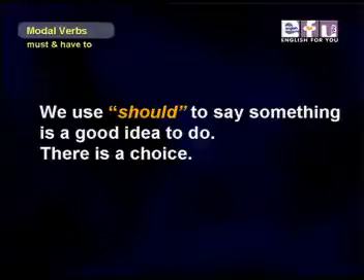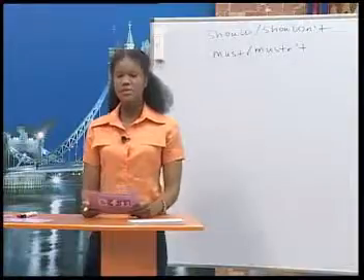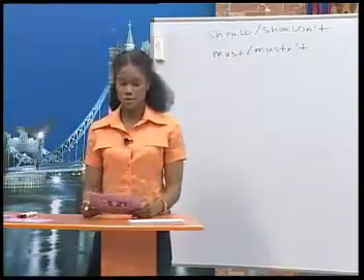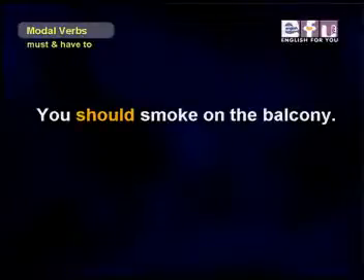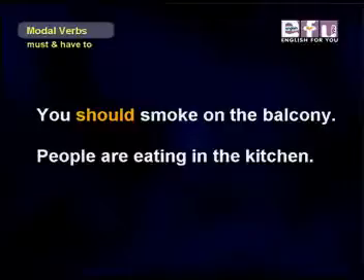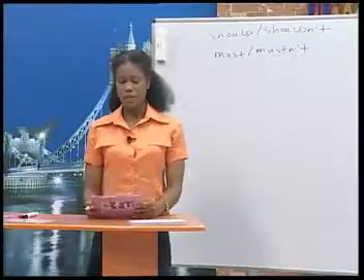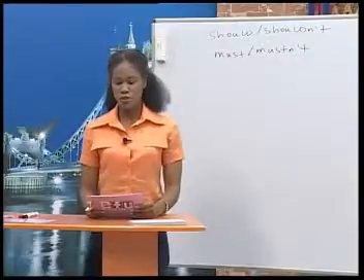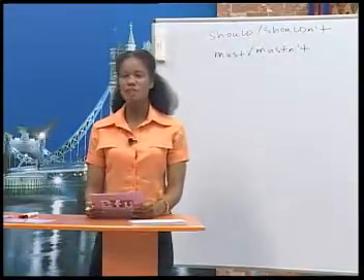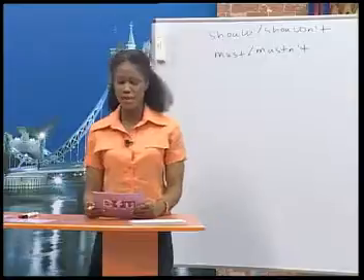We use should to say that something is a good idea. There is a choice. Take a look at these examples. You should smoke on the balcony. People are eating in the kitchen. So let's look at the difference between should and shouldn't and must and mustn't in the examples.